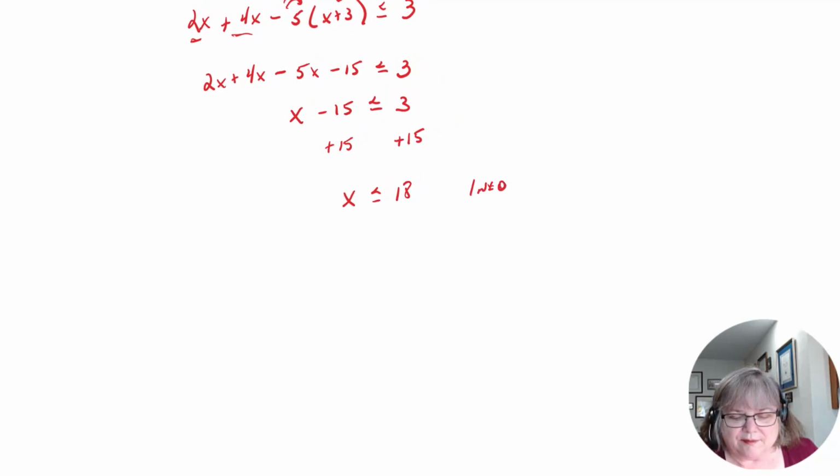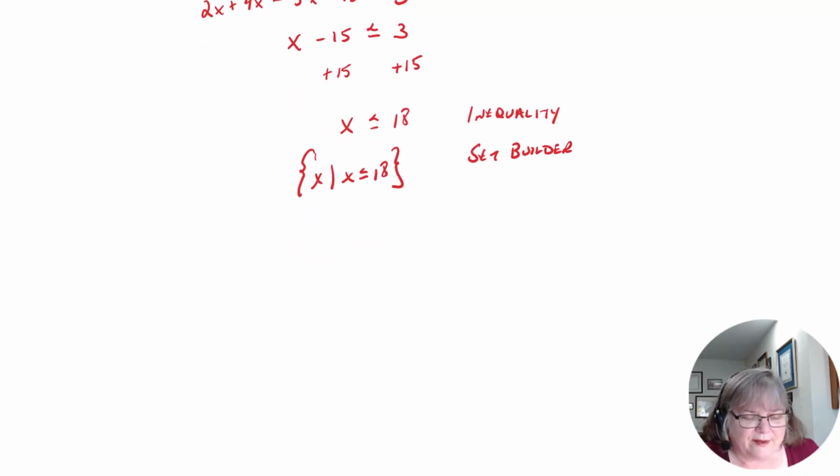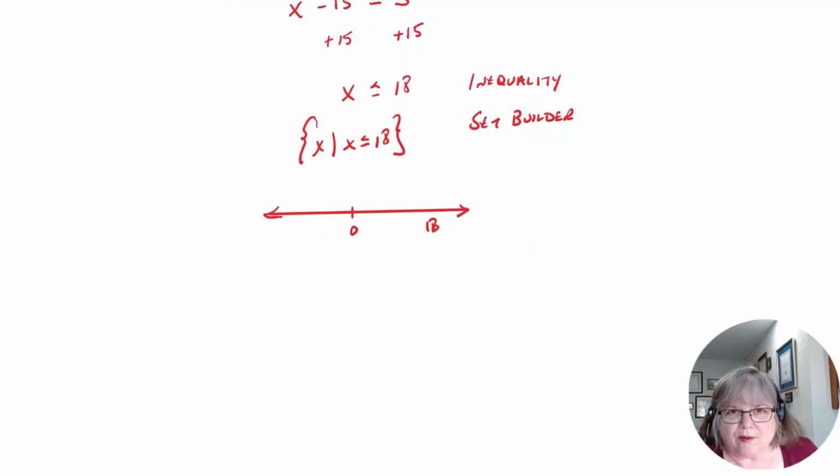Again, we could do the set builder version of inequality, which is the set of all x such that x is less than or equal to 18. We can graph it. So here's 0, here's 18. I want less than or equal to.